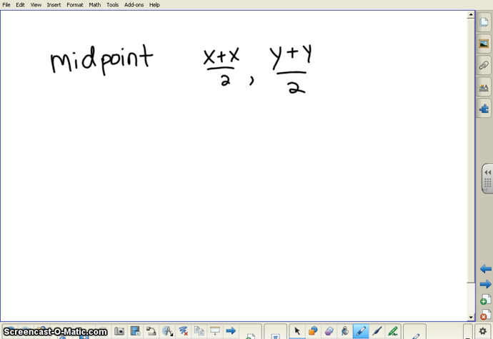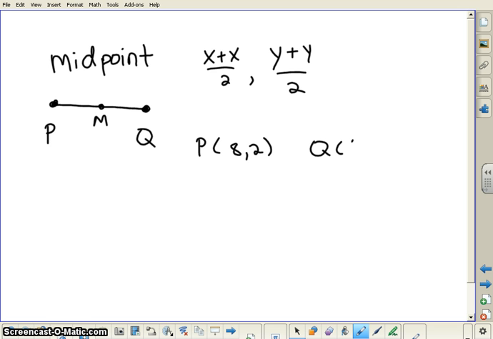Okay, so now we're going to look at midpoint. Midpoint is the point in the middle between two endpoints. Yeah, you can put this in the middle part of your notes. Okay, the midpoint. Let's just use the same two points that we used in the distance formula, point P and point Q. I want to find the midpoint. So all I'm going to do is find the average between point P and point Q. Point P was at (8, 2) and Q was at (3, 5).